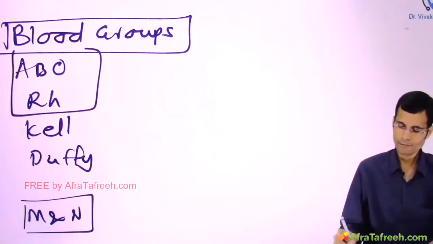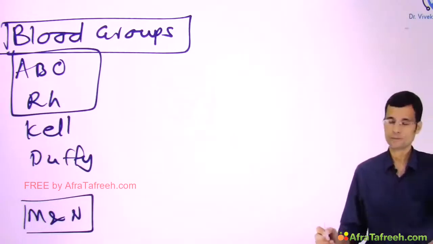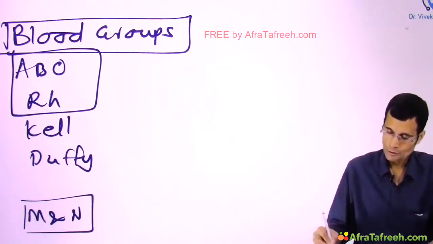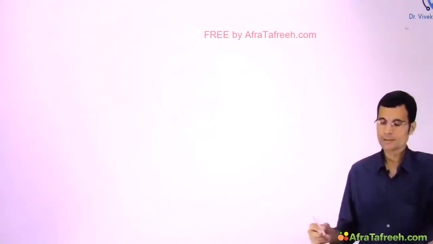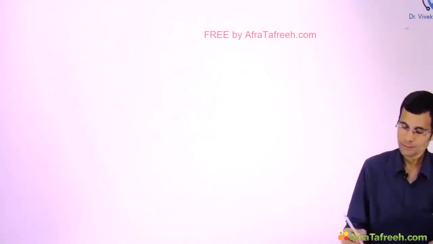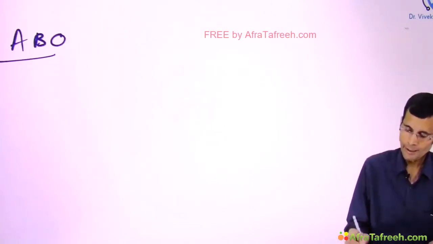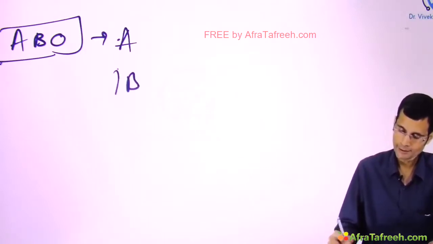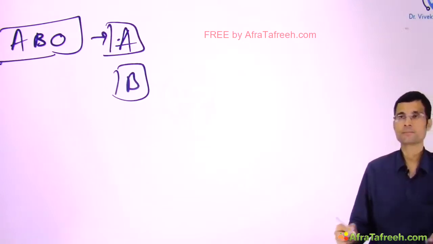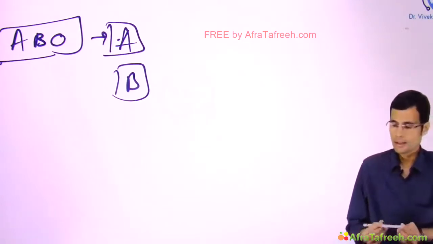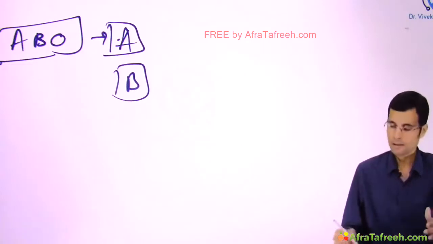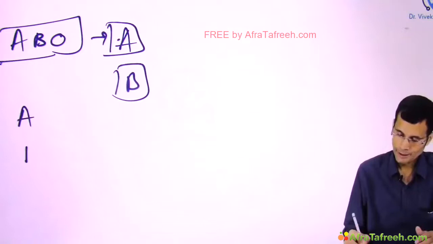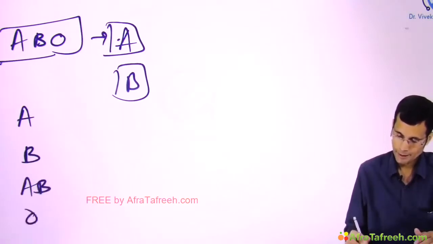So each of these have their own limited purpose. Clinically speaking, we have only two important blood group systems, ABO and RH. So let's discuss these ABO and RH blood group systems. The ABO system has these two antigens, A and B antigens. Therefore, there are four blood groups: A, B, AB, and O.